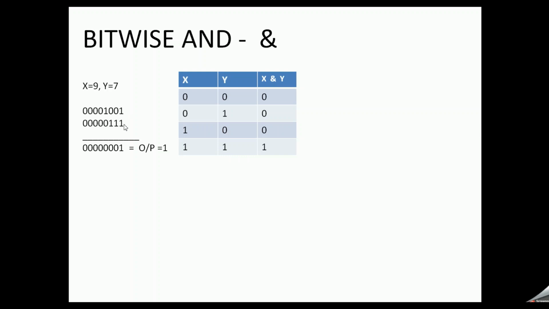So in this case, firstly we have 1 and 1. When the bits are 1 and 1, the output is 1. So we have the result 1. 0, 1, the output is 0. 0, 1, again 0. 1, 0, again 0. And the rest of them are 0, 0. For 0, 0, the output is 0. So when we do a bitwise AND operation on 9 and 7, we get the output equal to 1. This is the binary representation of 1.